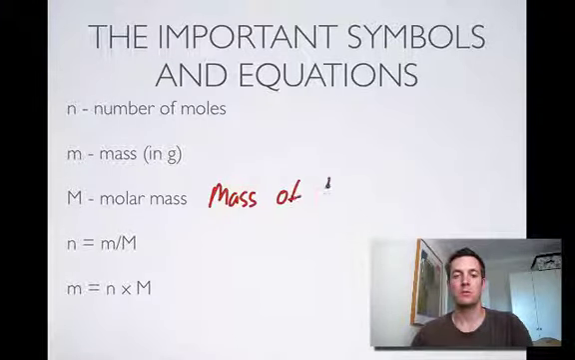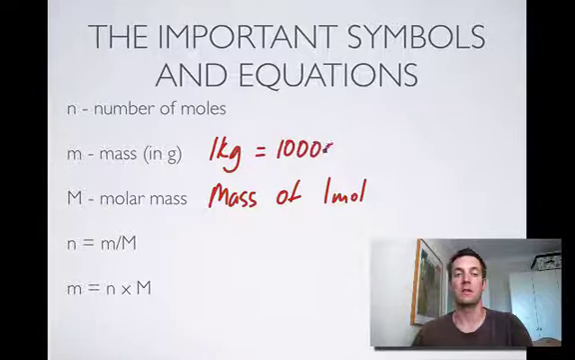And I suppose it's worth mentioning at this point that you need to be able to convert other masses into grams. So for example, if you're told you've got a kilogram of substance, then that is 1,000 grams, and a ton, that's 1,000 kilograms, so 1,000,000 grams. So you need to make sure you can do those conversions.